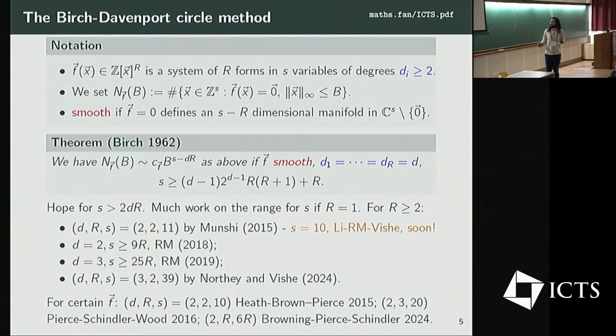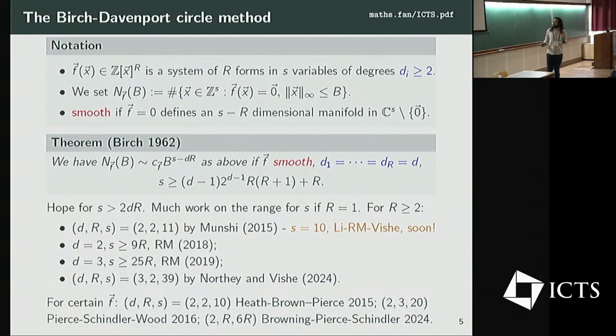Heath-Brown and Pierce do systems of 2 forms which are split in 10 variables, and then the same general idea, although it turns out to be quite a lot more complicated in some parts, was used by Pierce, Schindler, and Wood to handle systems of 3 quadratic forms in 20 variables that are suitably split.